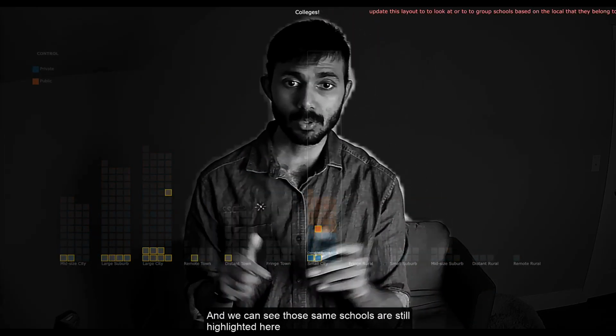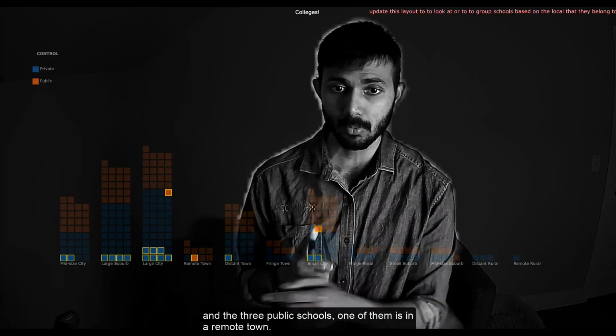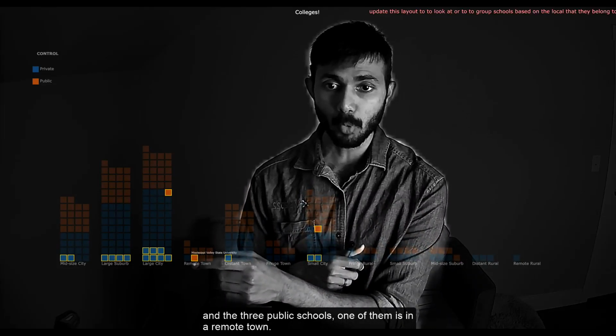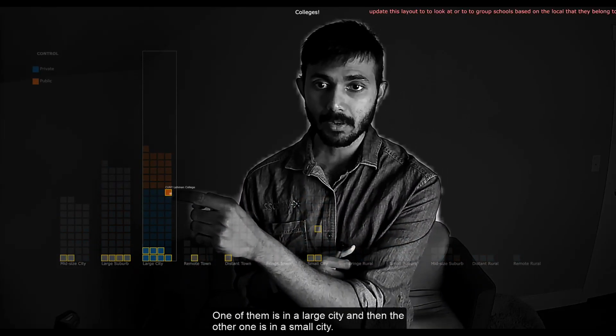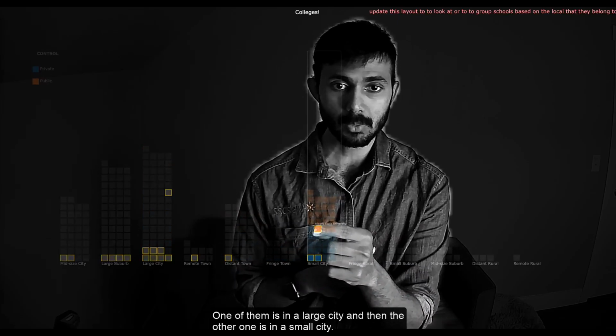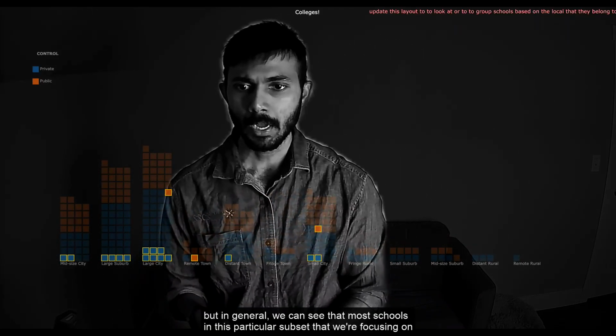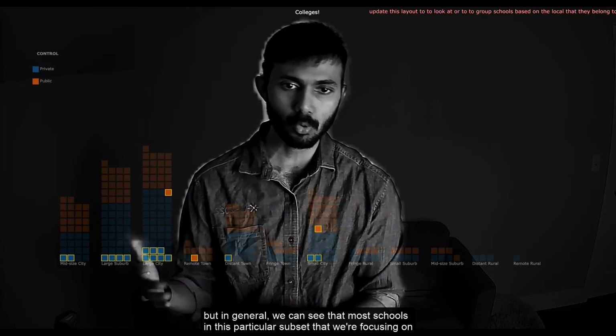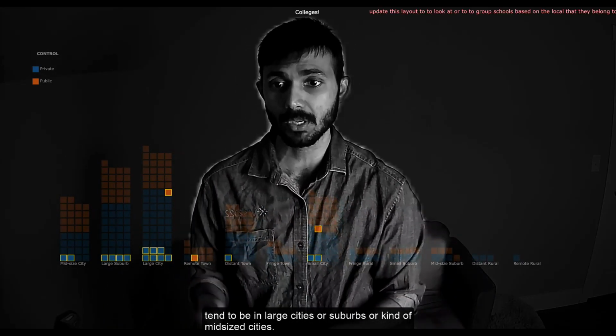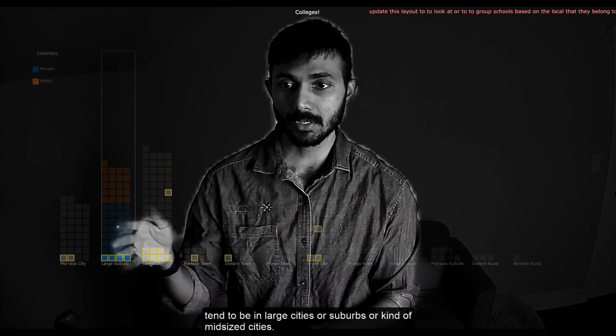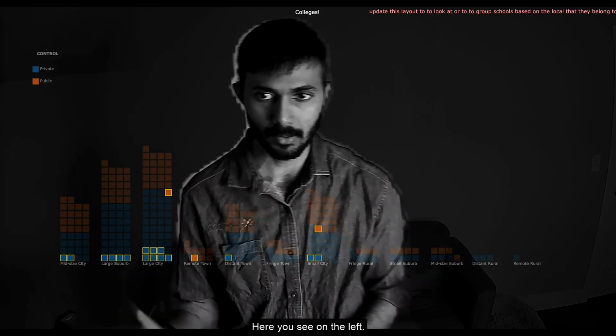And we can see those same schools are still highlighted here, and the 3 public schools, one of them is in a remote town, one of them is in a large city, and then the other one is in a small city. So there's some distribution, but in general, we can see that most schools in this particular subset that we're focusing on tend to be in large cities or suburbs or mid-sized cities, here you see on the left.